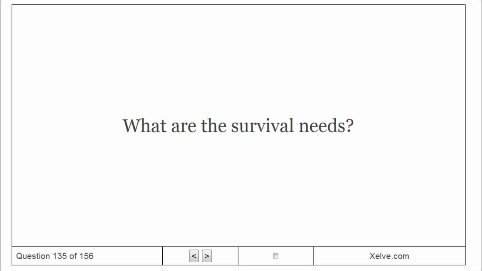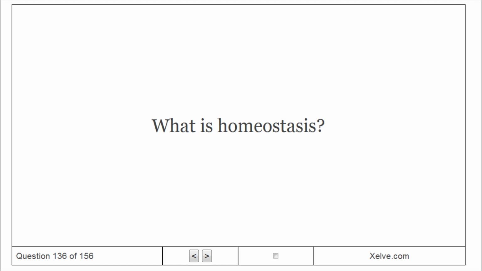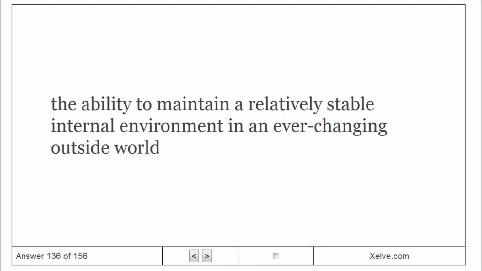What are the survival needs? Nutrients, oxygen, water, normal body temp, and atmospheric pressure. What is homeostasis? The ability to maintain a relatively stable internal environment in an ever-changing outside world.